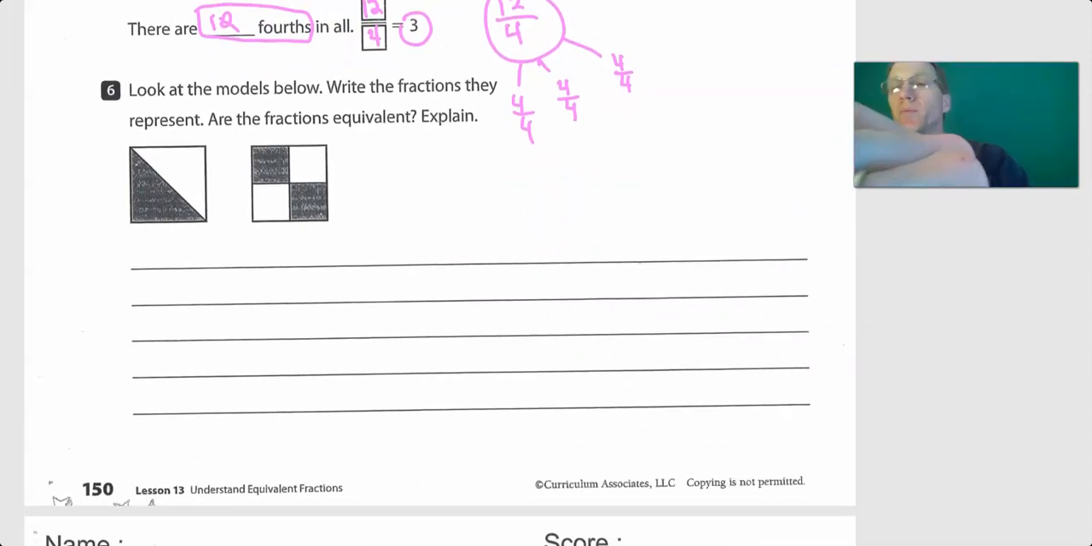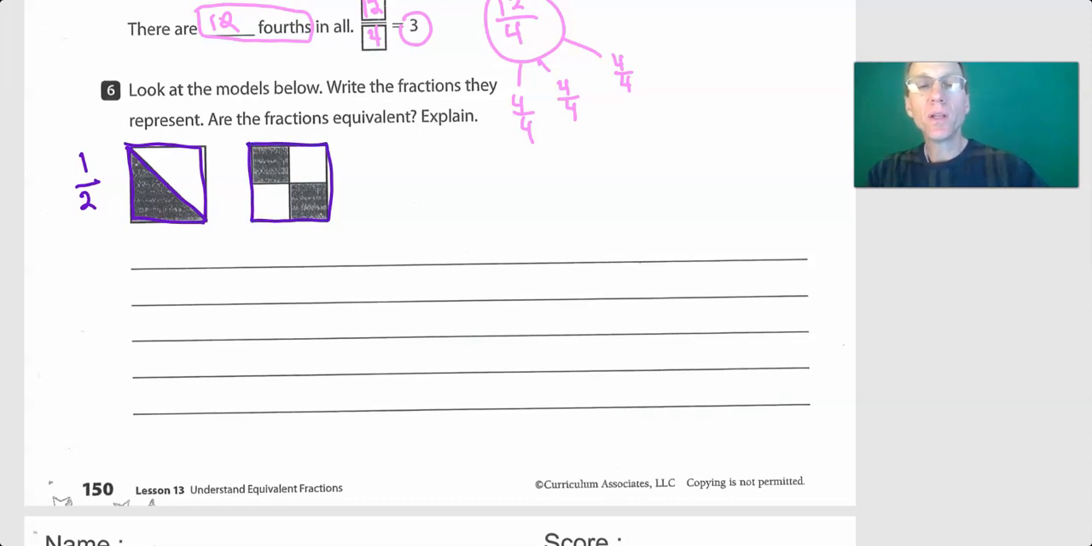It says, look at the models below and write the fractions they represent. Are they equivalent? Okay, so this one, there's my whole. It's divided into 2 parts. And I have 1 part shaded. So that's 1/2. So is that the same as this? 1 whole. And it's divided into 4 parts. And I have 2 parts shaded. So 4 parts to make a whole and 2 shaded. So is 1/2 equivalent to 2/4?